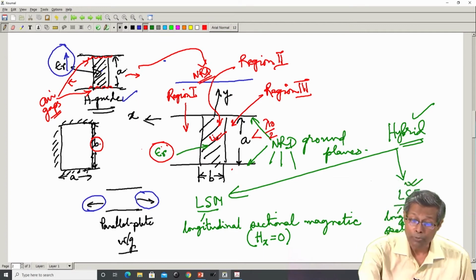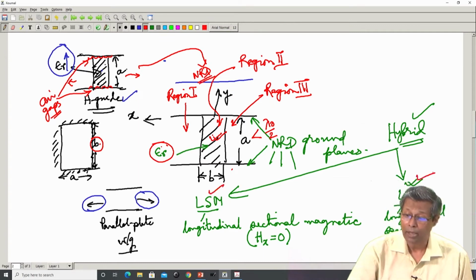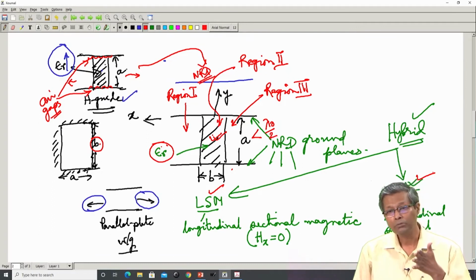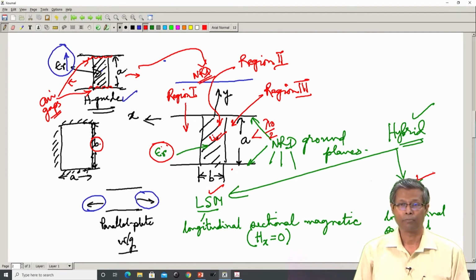But we have to contend with more complex modes like the LSM and the LSE modes of the guide, which we said are hybrid in the sense that they possess both the Z component of the electric and the magnetic field, unlike the rectangular waveguide. Okay, so a more complex guided structure.